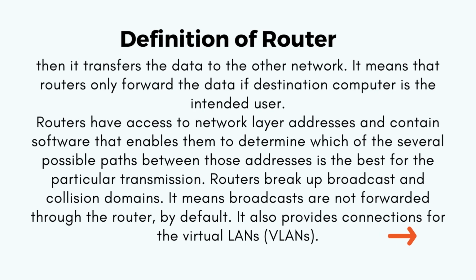Routers have access to network layer addresses and contain software that enables them to determine which of the several possible paths between those addresses is the best for the particular transmission. Routers break up broadcast and collision domains. It means broadcasts are not forwarded through the router by default. It also provides connections for virtual LANs, VLANs.